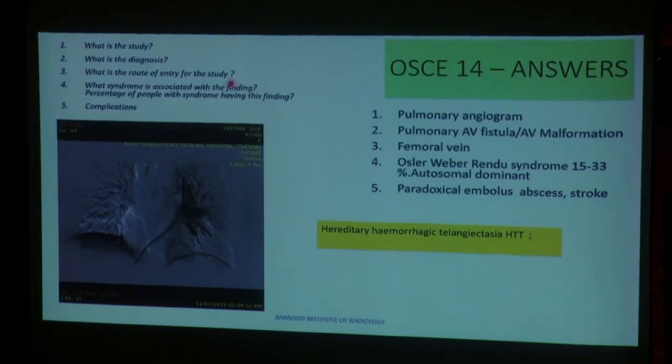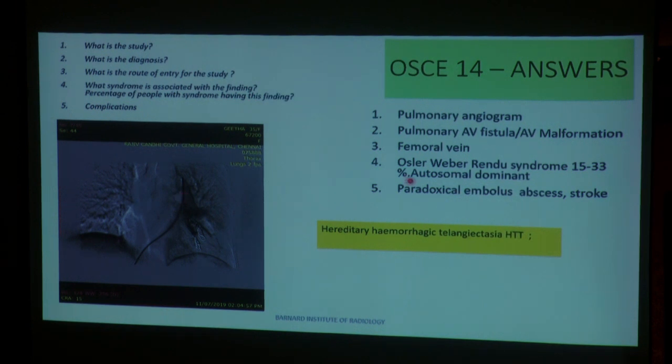And what is the route of entry for the study? The catheter has to come into the pulmonary artery. So where is the route? It is from the femoral vein. Femoral vein, IVC, right atrium, pulmonary artery, and main pulmonary artery, and then you can go selectively. So the route is not through the femoral artery, it is through the femoral vein.